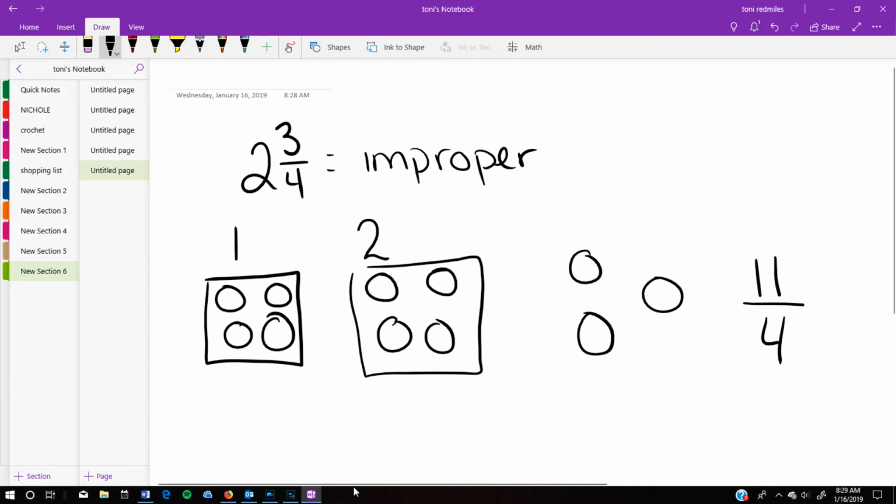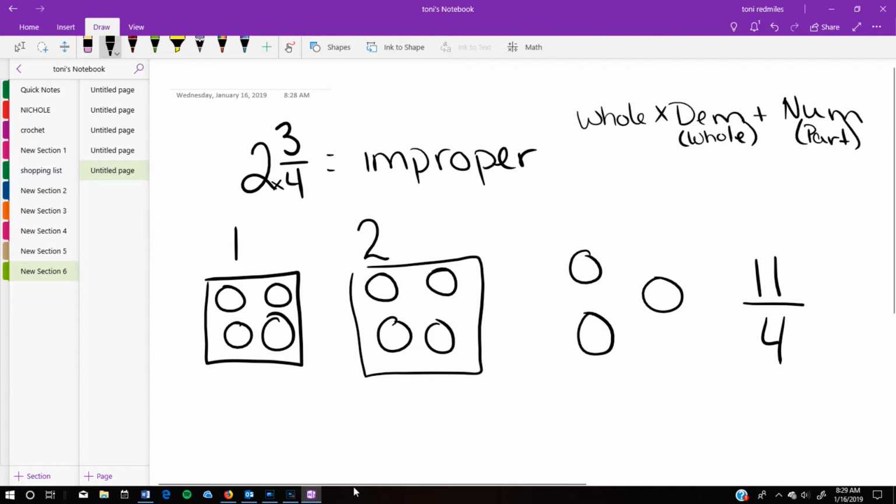Someone a lot smarter than me said, well, what if I multiply the whole number times the denominator, and then add in the leftover amount that didn't make a bag, which is my numerator. And I'm going to put here, this is my whole, this is my part. Okay, so let's try that and see if we get the same answer.